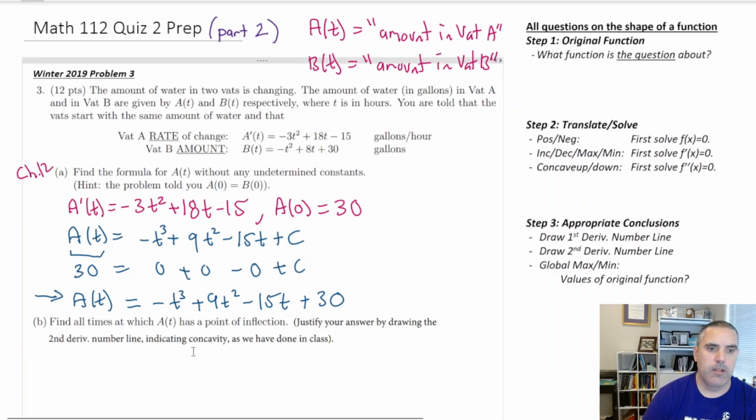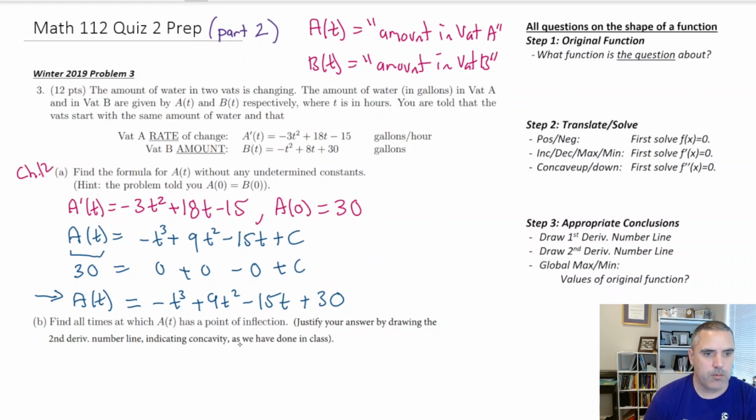So let's keep going. So the next question, and this is just for those folks that say, I don't know how to read these questions. It says, find all times when A of T has a point of inflection. This question's about A of T. So first, if you want, the first thing you could write is this, but since I already have it written there, I'm just going to leave it. Point of inflection is talking about concavity. So you would have to remember that.